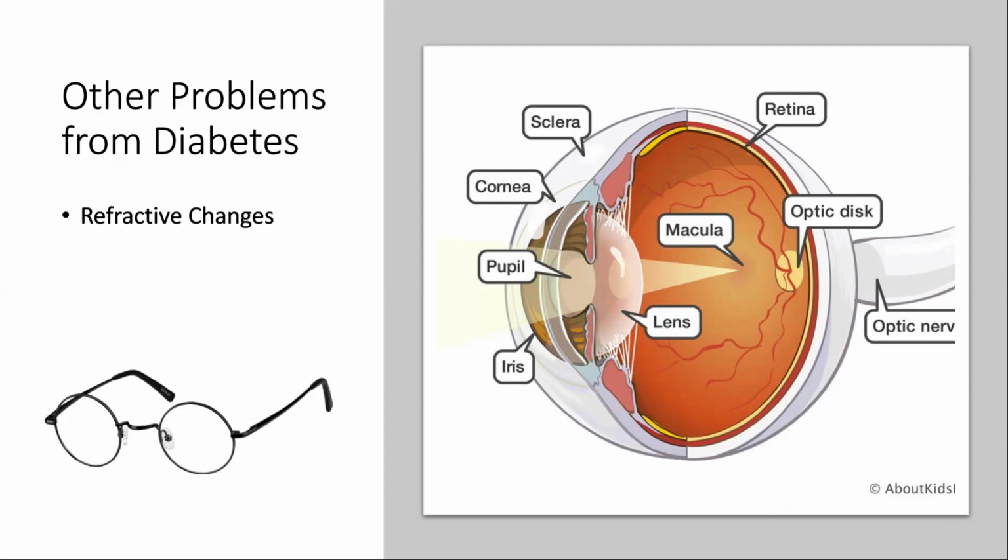So sometimes we'll see people coming in with uncontrolled blood sugar and their prescription will be wildly different. And then it's usually a waiting game of, all right, let's get the blood sugar under control and give you a month or two for your prescription to come back to where it should be.